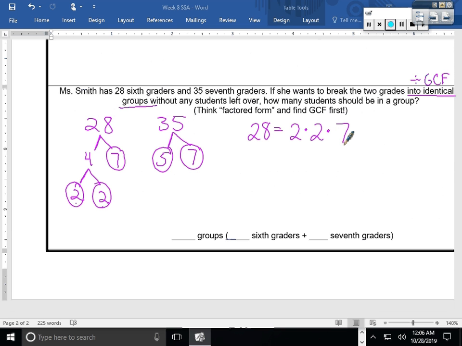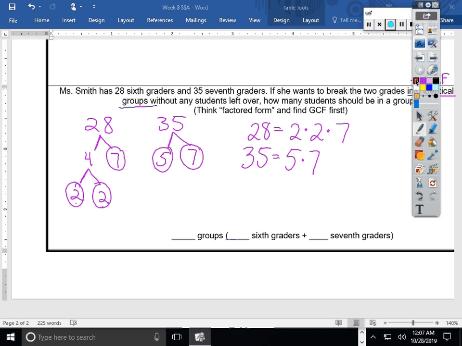And for 35, I'm going to record it as, again, just its prime factorization. Actually, I only have 2 prime numbers on that tree. 5 times 7. So my question to you is, do you remember how to find the greatest common factor after doing all these steps? We made our trees, we chopped them down, we organized our factorizations. Now we look for something they have in common.